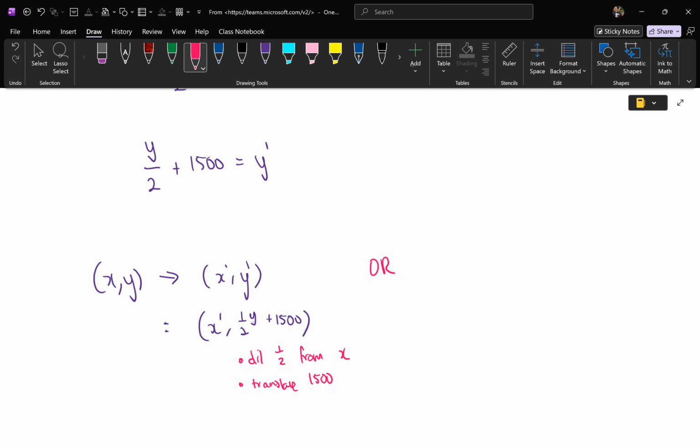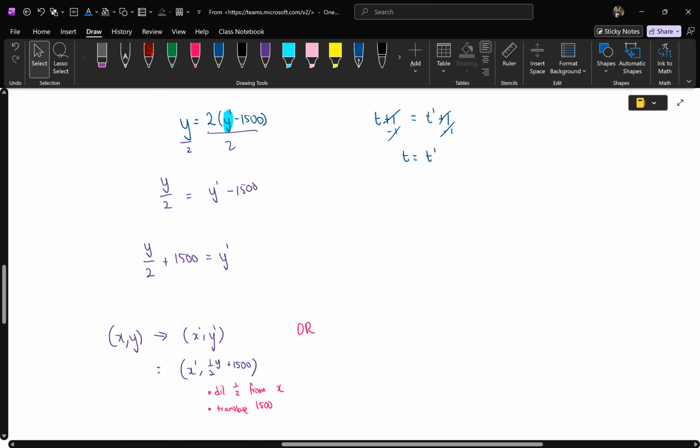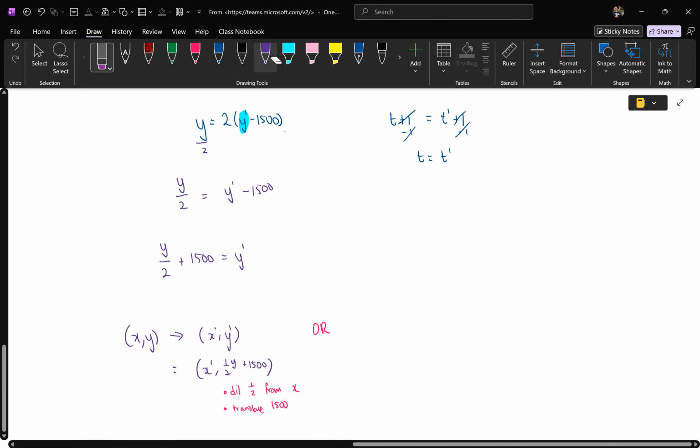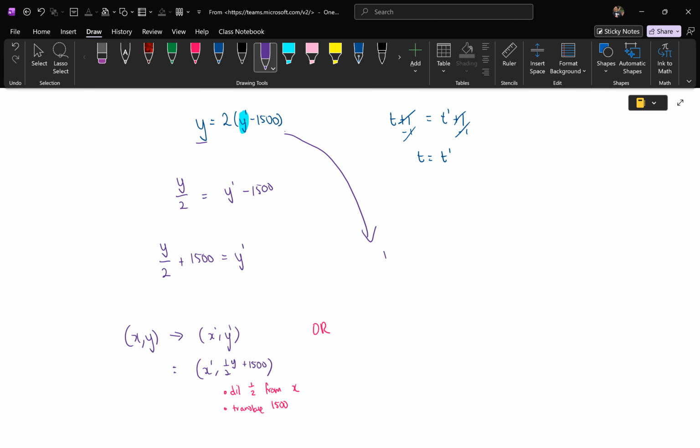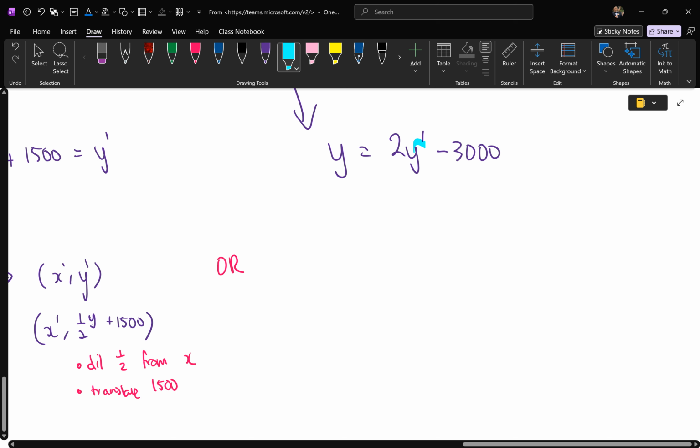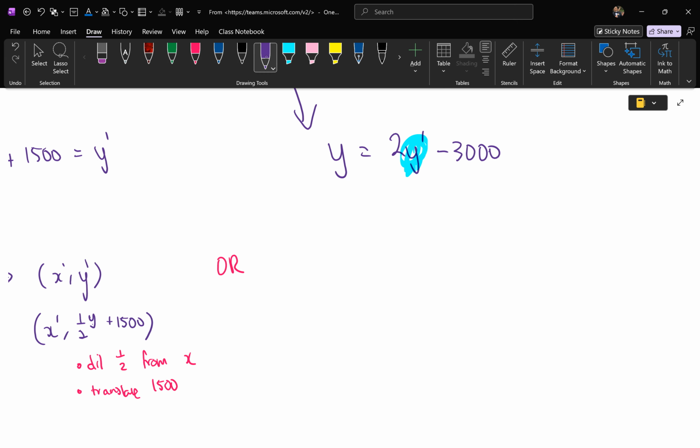Okay, or instead of doing it that way, you could have set it from this step here. So let's do it again. From this step, you could have kept the 2 there. And so you could have expanded the brackets and you would have got 2y dash minus 3000. And so if you rearrange it to find y dash, you could have got plus 3000 on both sides. So you then get y plus 3000 is equal to 2 y dash. Divide everything by 2. And again, you get that half the rate of y plus 1500 is equal to y dash.